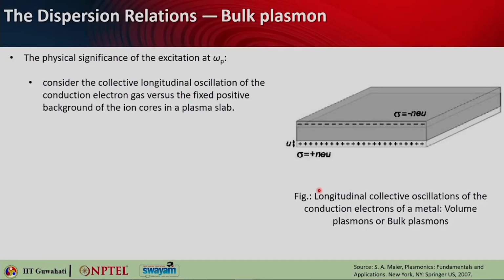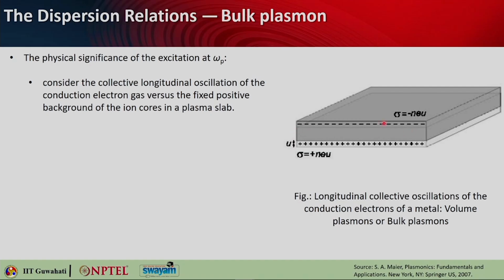So, now we know how to describe the permittivity or the material property of any dielectric using the Lorentz model, and we have seen how to do it for Drude metals. And now, let us look at the bulk plasmon. What is the dispersion relation of the bulk plasmon? So, the physical significance of the excitation at omega p: let us consider the collective longitudinal oscillation of the conduction electron gas against the fixed positive background of the ion cores in a plasma slab.